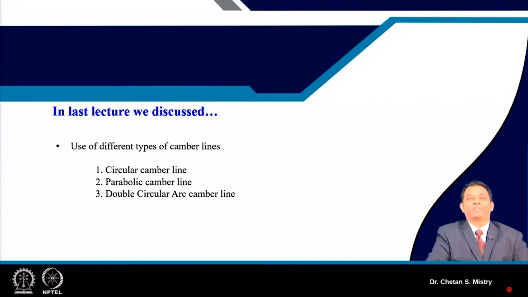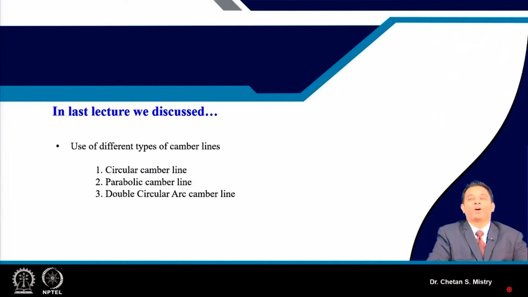These camber lines are mainly the circular arc camber line, the parabolic camber line, and the double circular arc camber line, and if you recall, we have discussed the special kinds of camber lines and their applications. The circular arc camber line is the conventional kind of camber line that we use for making initial rotor or stator blades.